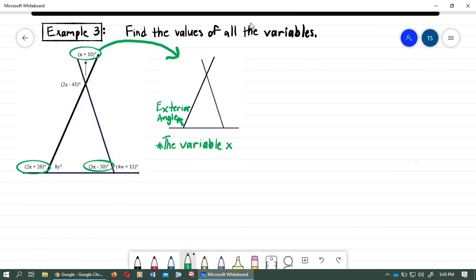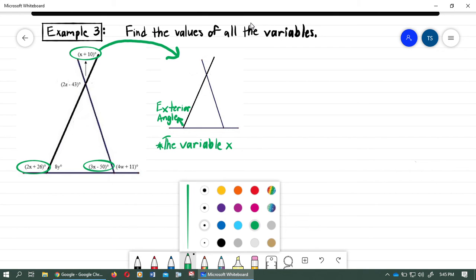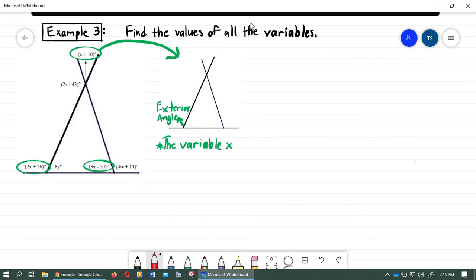Alright, so that angle there, the one that said 2x plus 26, that one was the exterior angle out of those 3 angles. And of course the angle in here, the 3x minus 50, that was one of your interior angles. And then, folks, I want to focus on the angle up here at the top real quick.